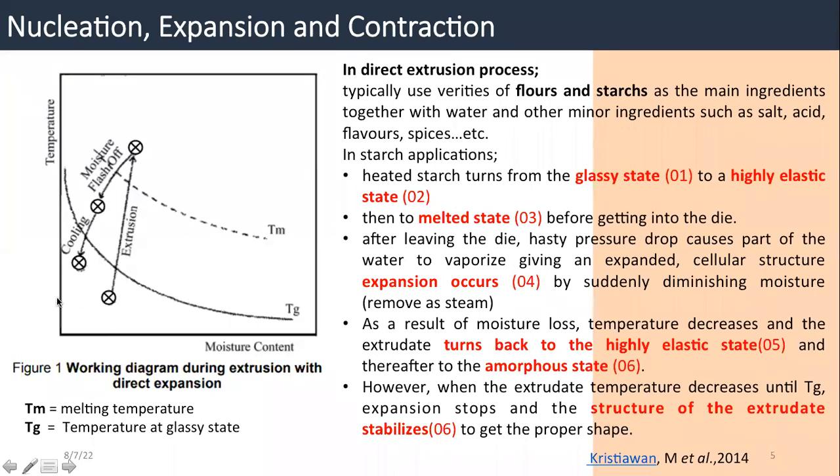Right, now you can see here the temperature is very low at the starting stage. Moisture content, you can see somewhat of moisture is there. Then after extrusion, this is the place we have discussed, expansion, melted state. Then with the water particles inside, with this pressure loss, moisture will flash out. Almost all the moisture will evaporate. As a result of that, temperature will decrease.